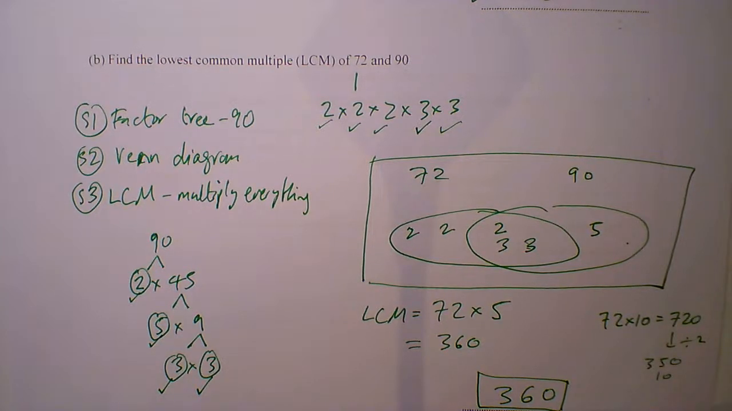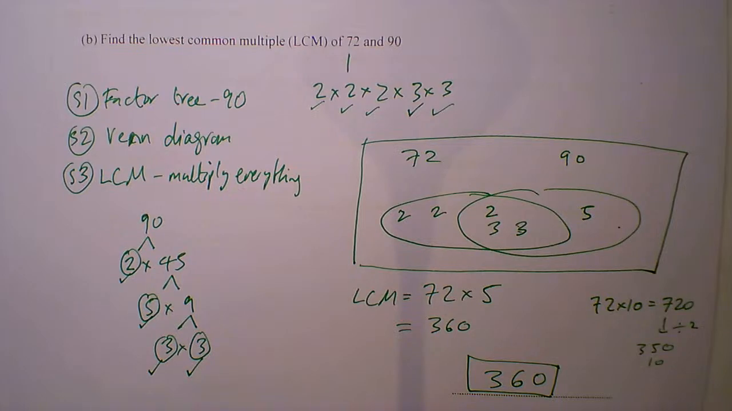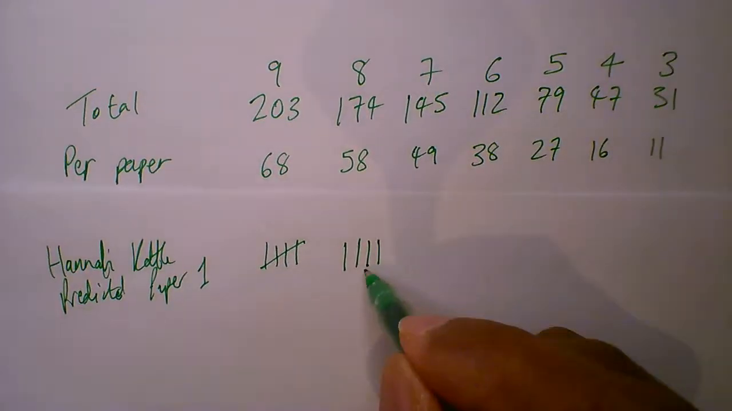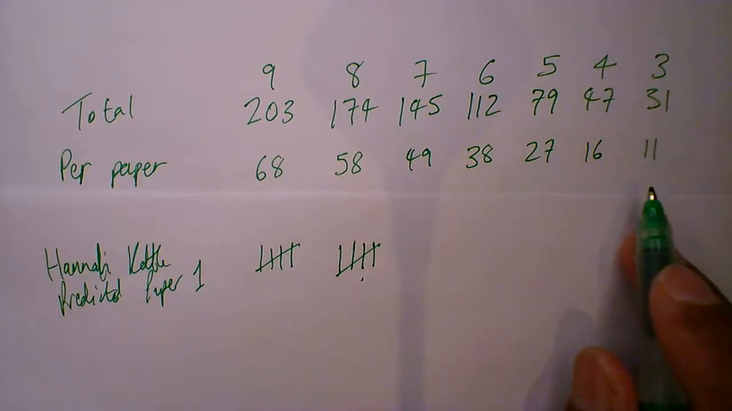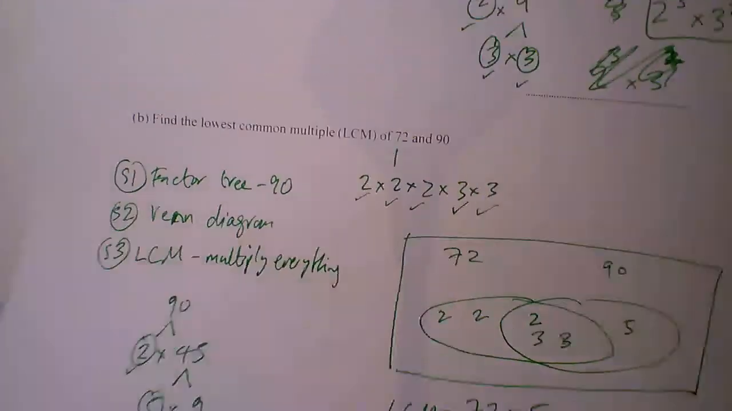Okay, so that's my final answer there. And so that is worth another 2 marks. Okay, let's add that to the tally. Okay, 1, 2 marks. So I've got 10 marks there. I'm very close to getting my grade 3. Let's go to the next question.